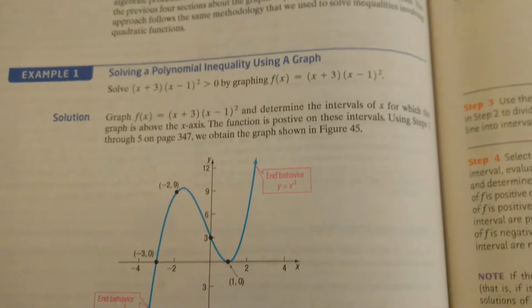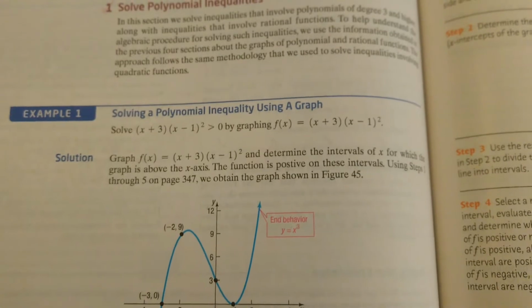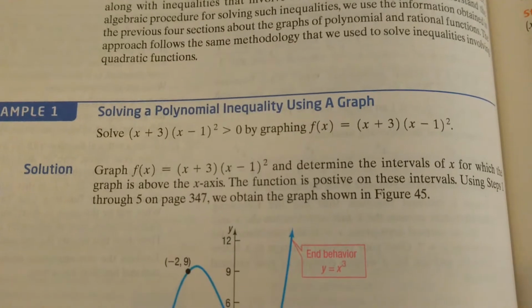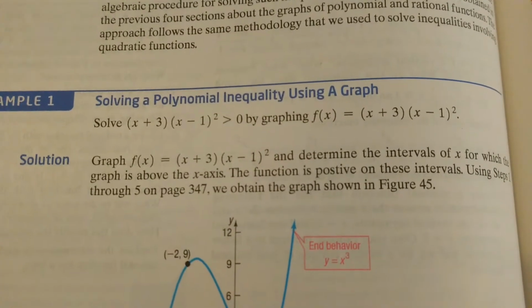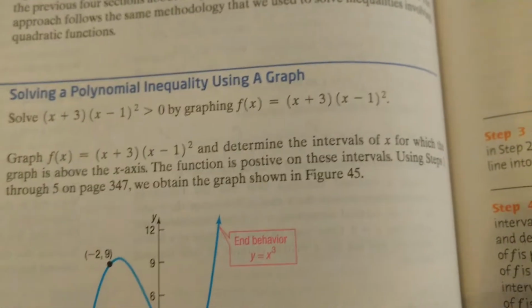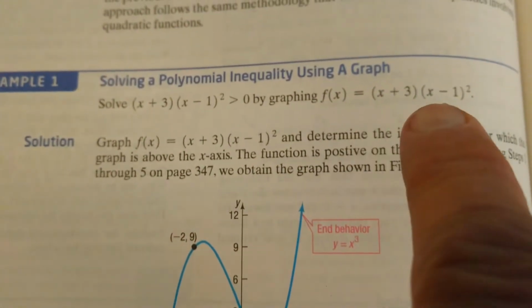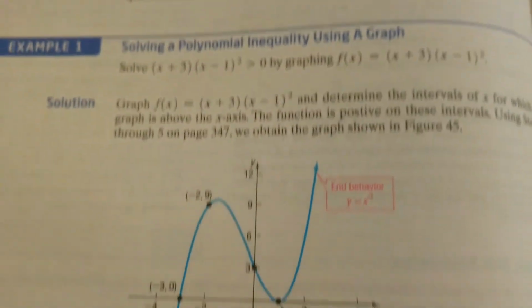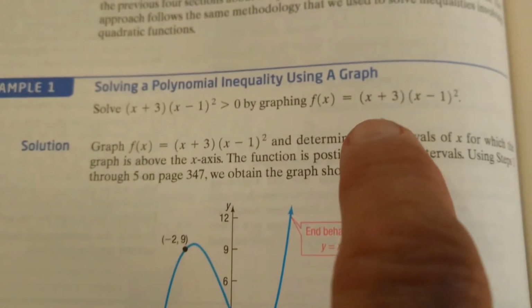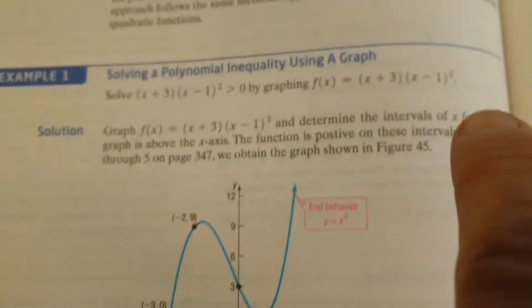For instance, this first problem tells us to solve, let me move in here a little closer, solve x plus 3 times x minus 1 squared greater than 0. Okay? So what we're going to do is graph it equal to. So we go through the same process we've done before. We know that we have zeros at negative 3 and 1. So you can see that they plotted negative 3, 0, and 1, 0.